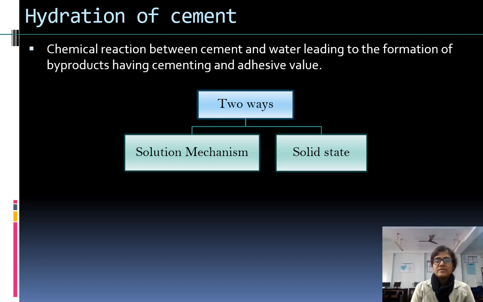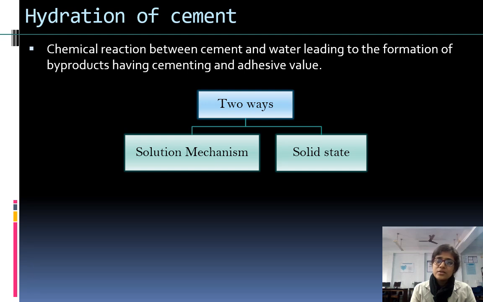One is the solution mechanism and the other is the solid mechanism. What is the solution mechanism? We can imagine that water and cement, whenever they react, form a saturated solution, and once the solution gets saturated, the compounds get precipitated. This is one way of understanding how it is said to be happening.